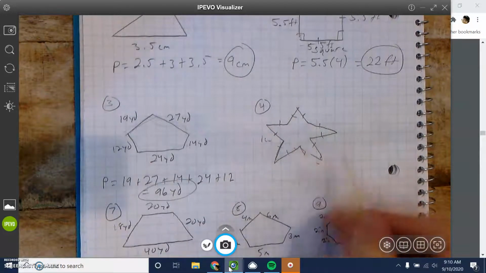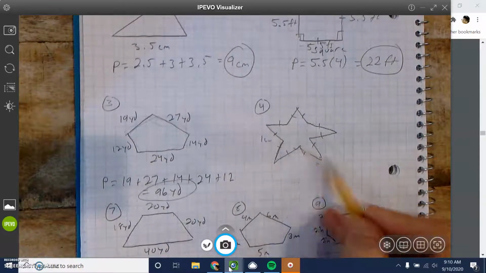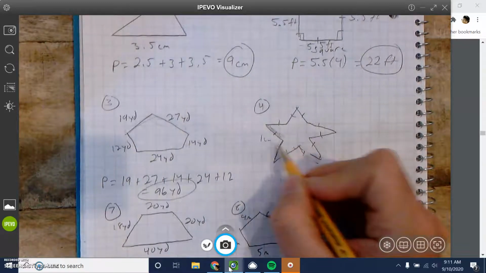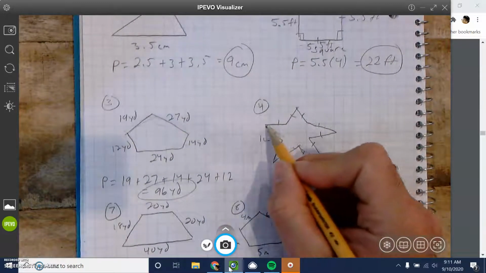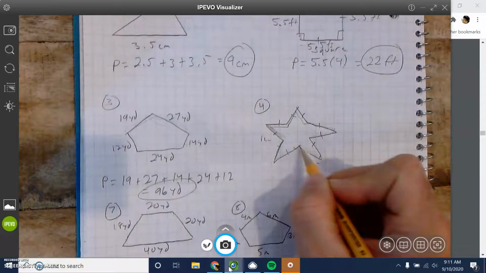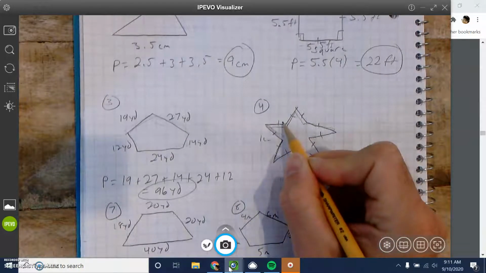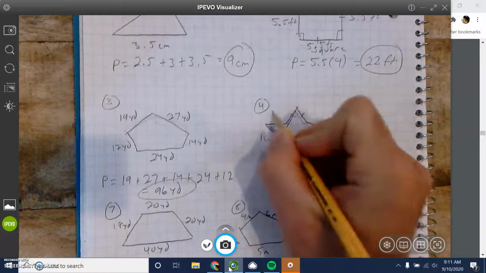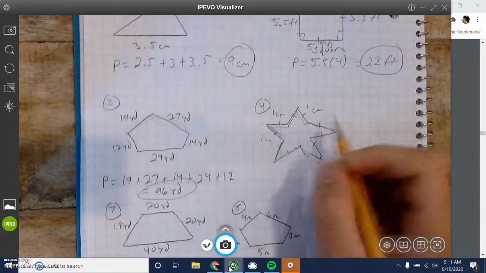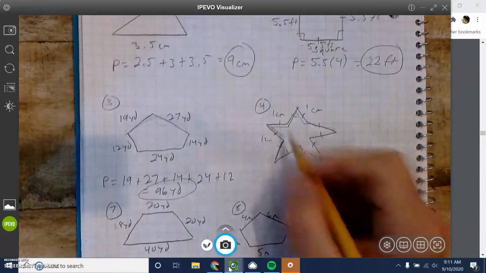Number 4, the star. Sorry, the star's a little jacked up. I was drawing a little fast, but you kind of get what's going on. So only one side is marked. This is 1 centimeter. But I know the other sides. Why? Because they have this mark. This mark means they're congruent. So if this is 1 centimeter, what's this? 1 centimeter. What's this? 1 centimeter. So they're all 1 centimeter. So all I have to do is count up the sides.